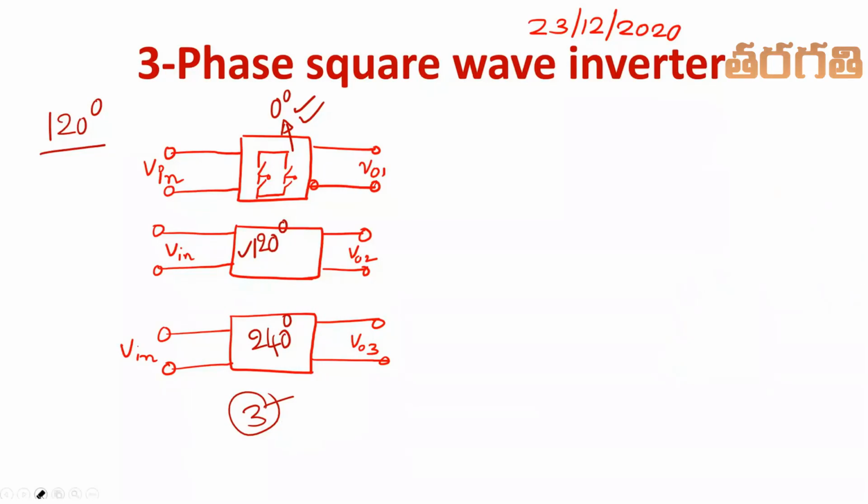For example, here I want to have a star connection. Just I join like this. So this will become my A phase, this will become my B phase, and this will become my C phase. So all the inverters are connected in star fashion, isn't it?